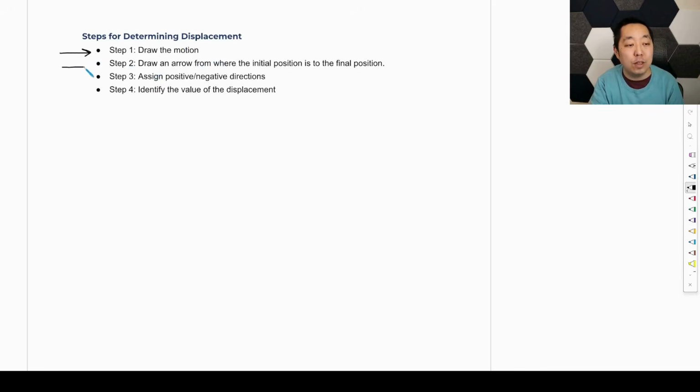Step 2, we want to draw the displacement vector. That's an arrow from where the initial position is to the final position, like we talked about in the previous lesson. Step 3 is to assign positive and negative directions. Remember, it's not automatic that right is positive or up is positive. We have to explicitly assign which way is the positive direction, and then we can identify the value of the displacement, whether it should be positive or negative.